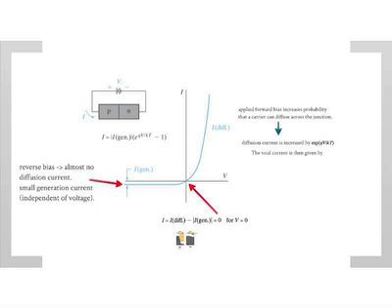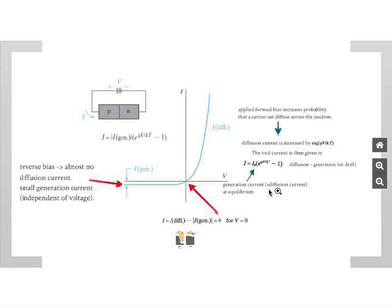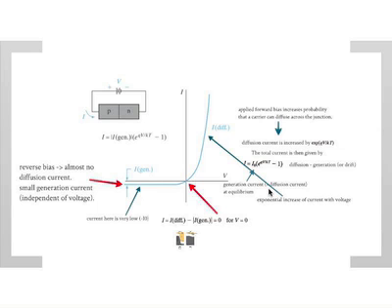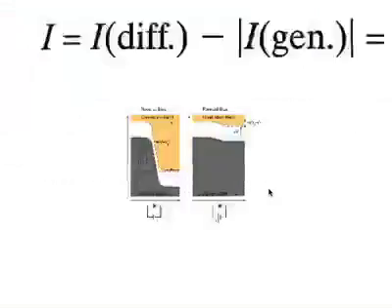Okay? The total current is given by that expression, which is also called the standard diode equation, where the I naught is the generation current. It is the generation current minus the diffusion current at equilibrium. That should be a minus, not equal. Okay. The current increases exponentially with voltage. Current here is very low.